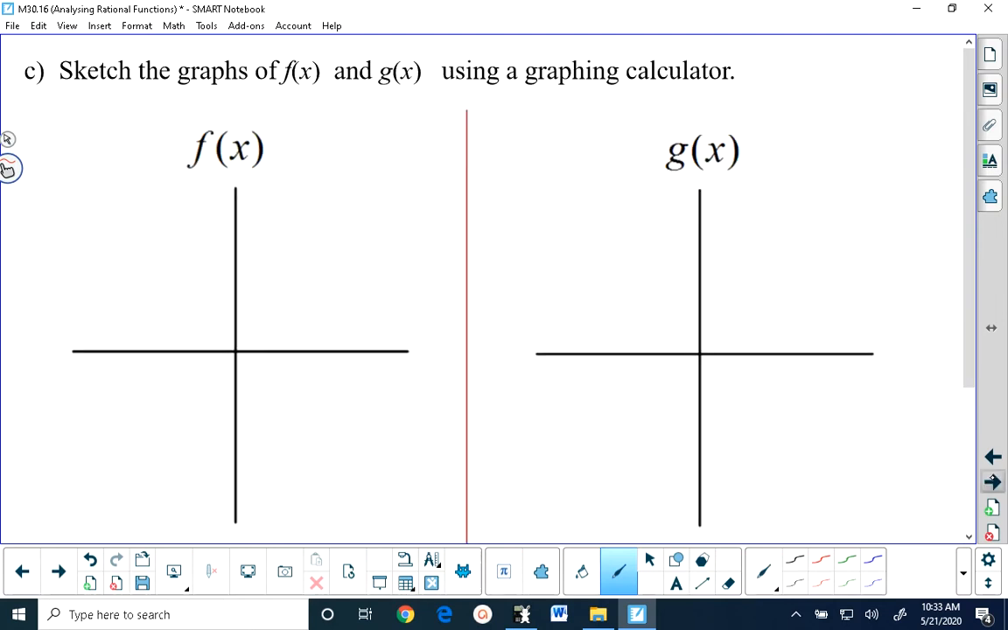Now what we're asked to do is sketch the graphs of f of x and g of x using a graphing calculator. And these are going to be very rough sketches. We're not too interested in the finer details of the graphs so much as we are interested in what's going on close to that non-permissible value.